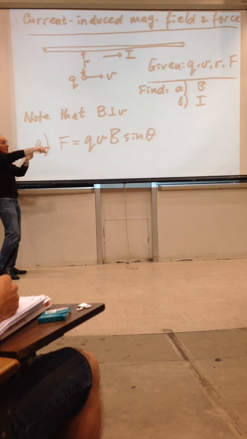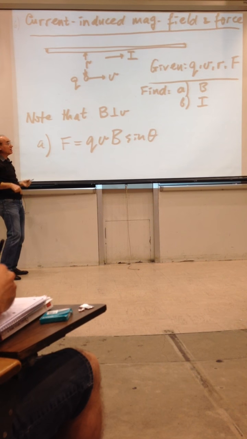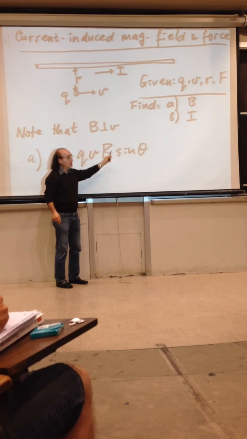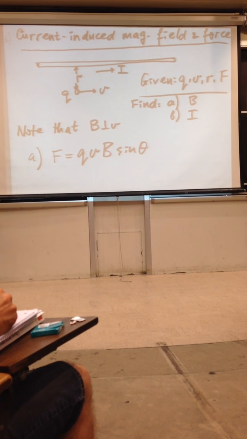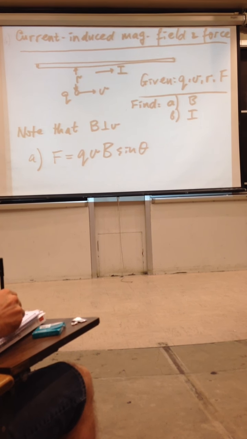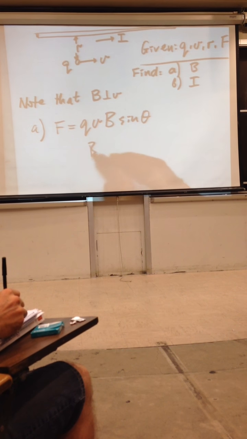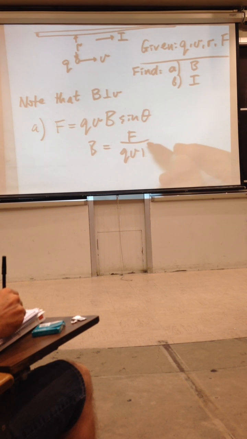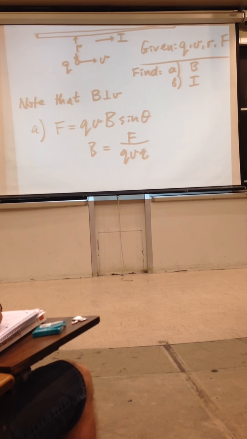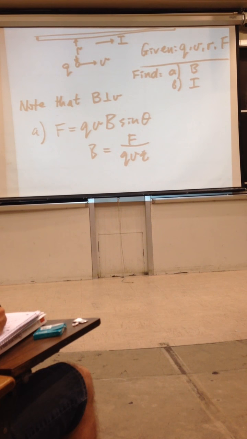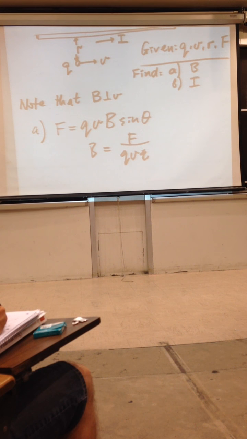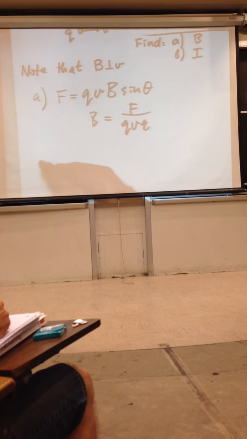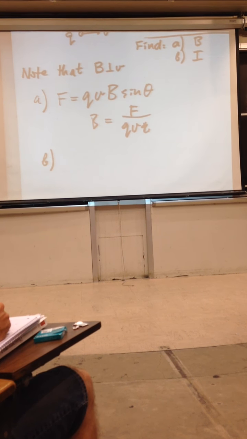What is the angle between v and B? It's 90 degrees. Sine 90 degrees is 1. So you can ignore this sine theta, it becomes 1. And from here you can determine the magnetic field: it is the force divided by Q times v. That's it. Okay, once you find the magnetic field, part B is to find the current.